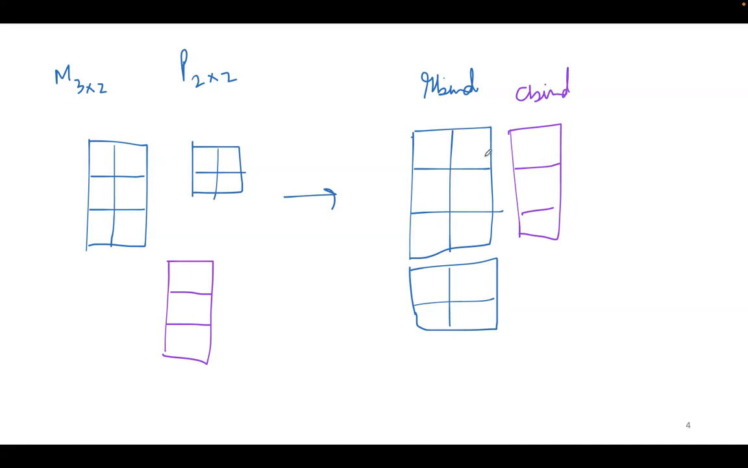So this is C bind. I'm binding columns, I'm adding a column. When you're doing row binds, you increase the number of rows. When you're doing C bind, you increase the number of columns. And therefore, in row bind, the number of columns has to be the same, this and this need to be the same. And in C bind, the number of rows needs to be the same.